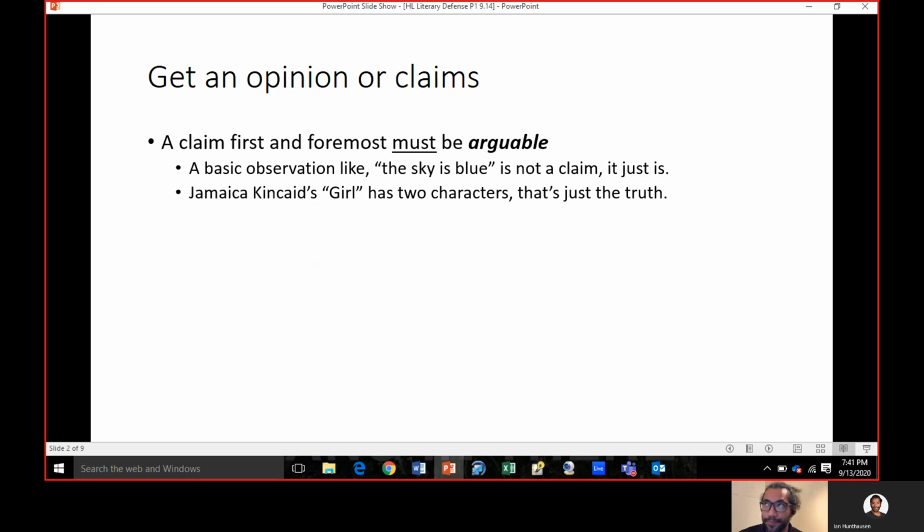So, for instance, bringing this back to stuff we've talked about, saying Jamaica Kincaid's "Girl" has two characters is not a claim. It's just true, right? There's a mother and there's a daughter. That's it. You can't argue that. Kate Chopin was a later addition to the canon. Yeah, it's true. She wasn't there originally. We talked about that when she was added later in the 60s to the literary canon. It's just a fact, okay? So those sorts of things you can't argue, right?